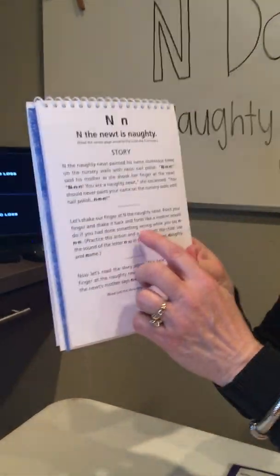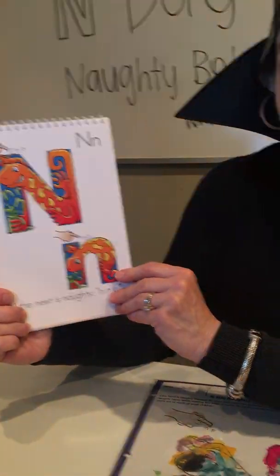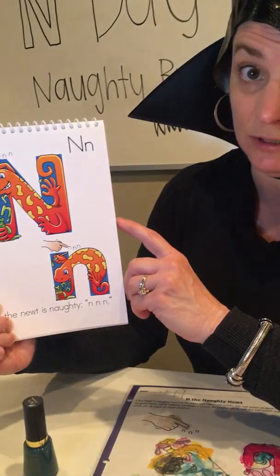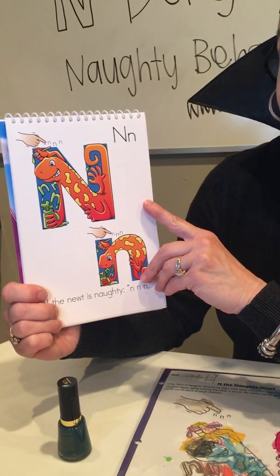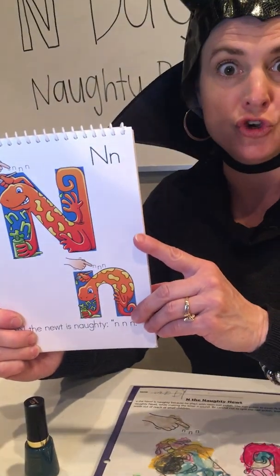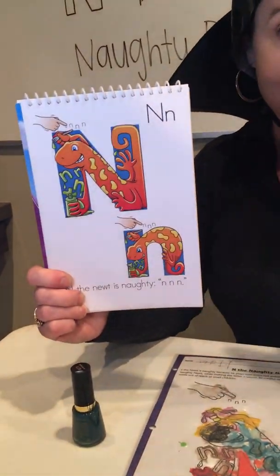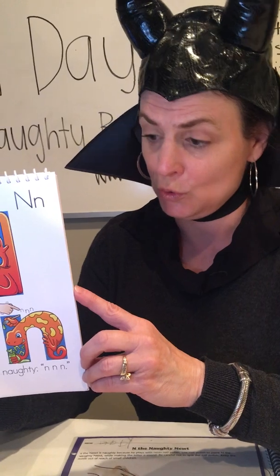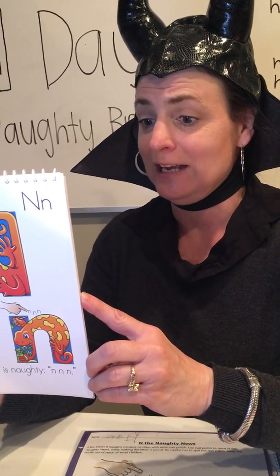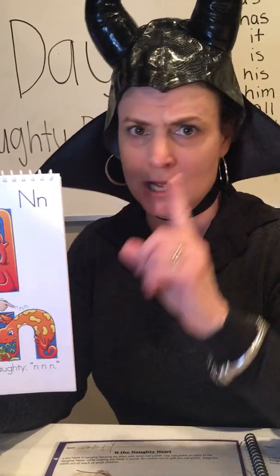That's the action found on the back of the book. Do that with me again. Ready? Mm. I think that's what my mother would say if I got into nail polish and started writing on the walls. I'm going to read part of the story and you do the action for me, okay? N the naughty newt painted his name numerous times on the nursery walls with neon nail polish. "Mm," said his mother as she shook her finger at the newt. "You are a naughty newt," she exclaimed. "You should never paint your name on the nursery walls with nail polish."